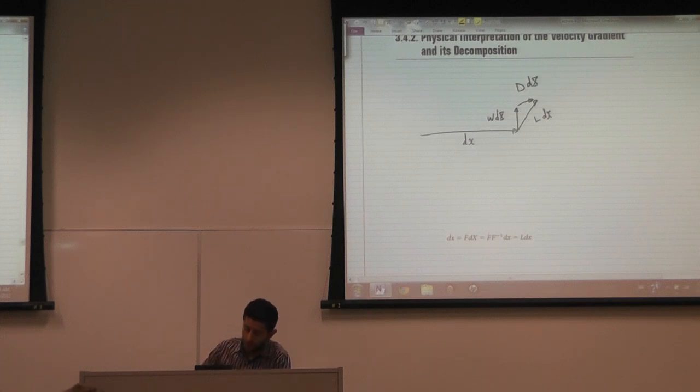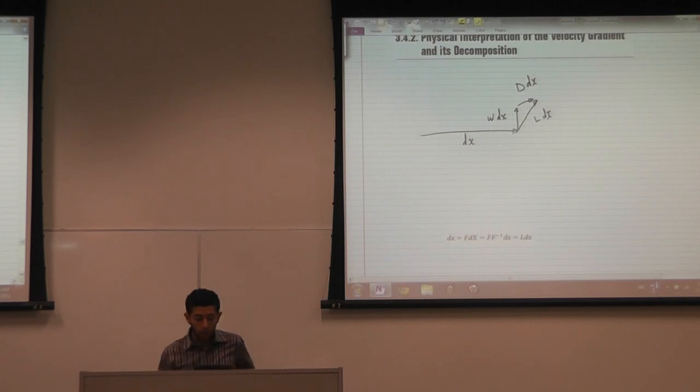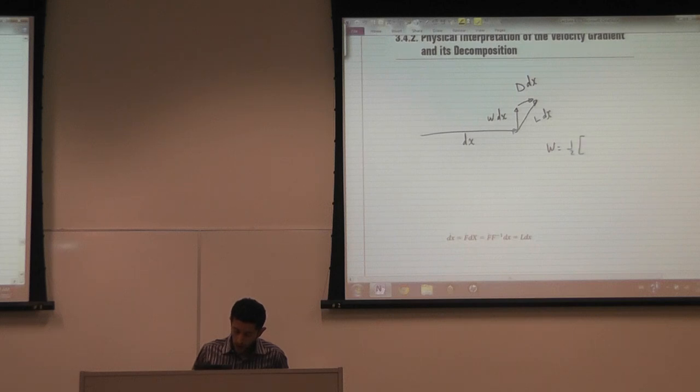Similar to what we did in the deformation, in the displacement gradient, we can do it in the velocity gradient, L, to find a symmetric part and a skew symmetric part, where W is equal to half L minus L transpose, and D is equal to half L plus L transpose.